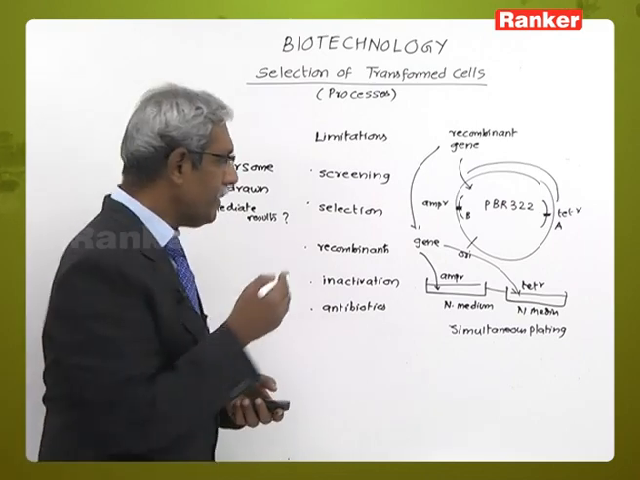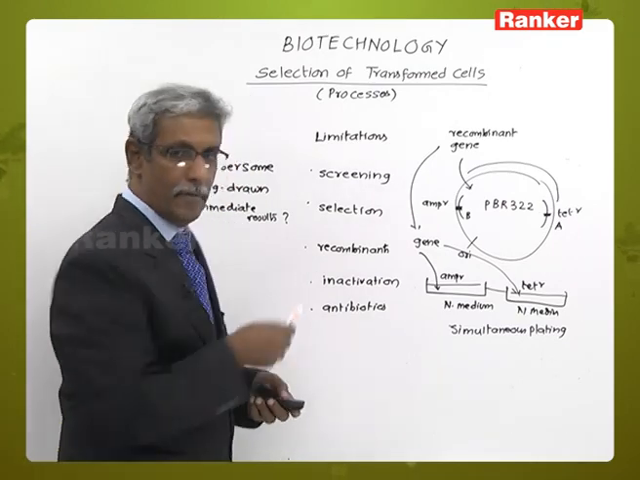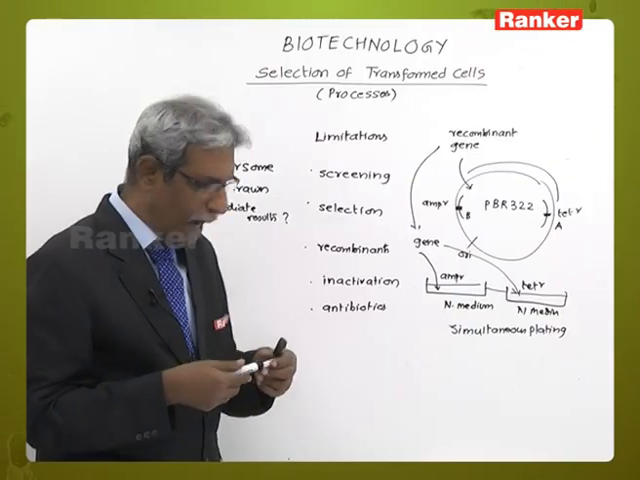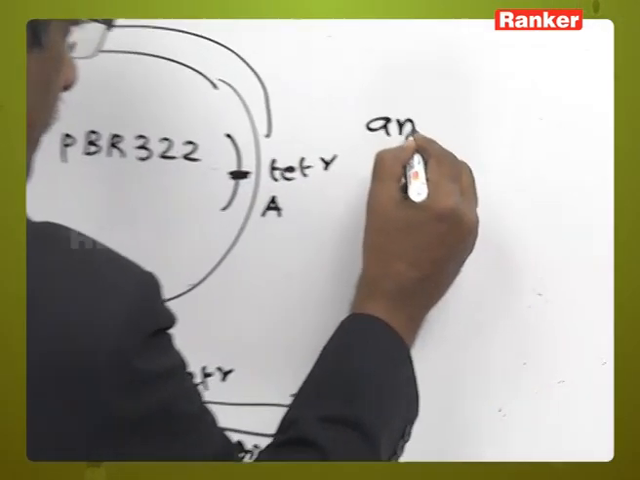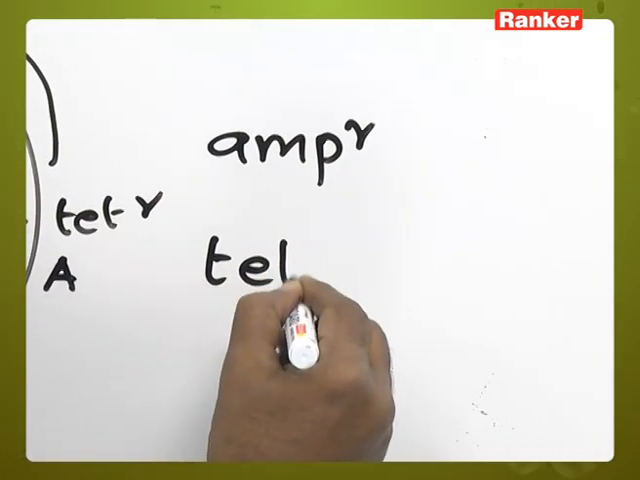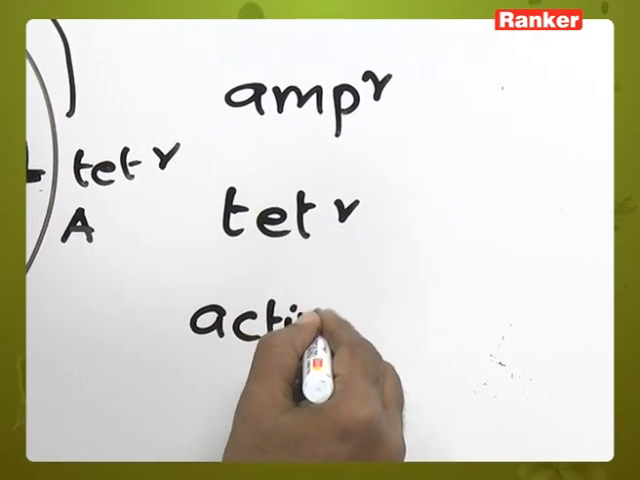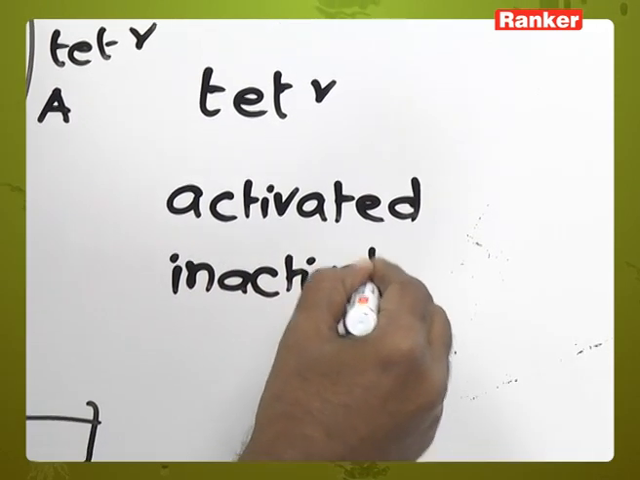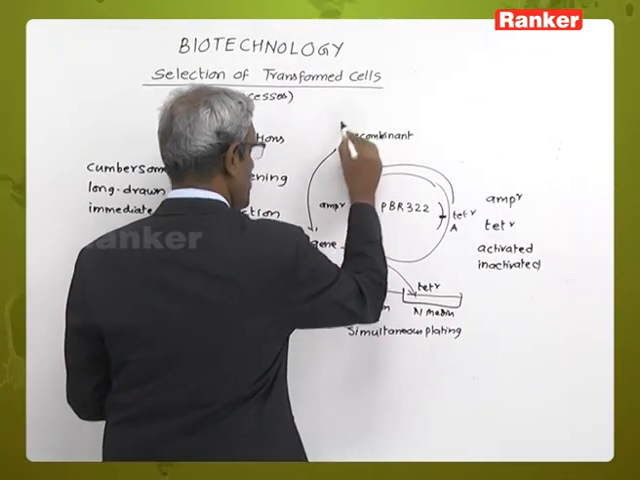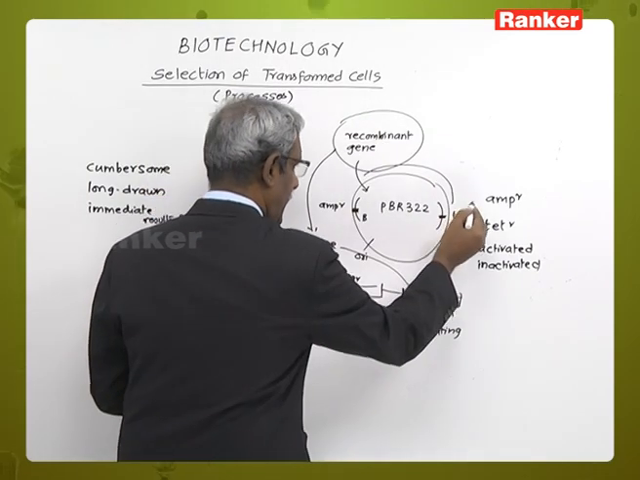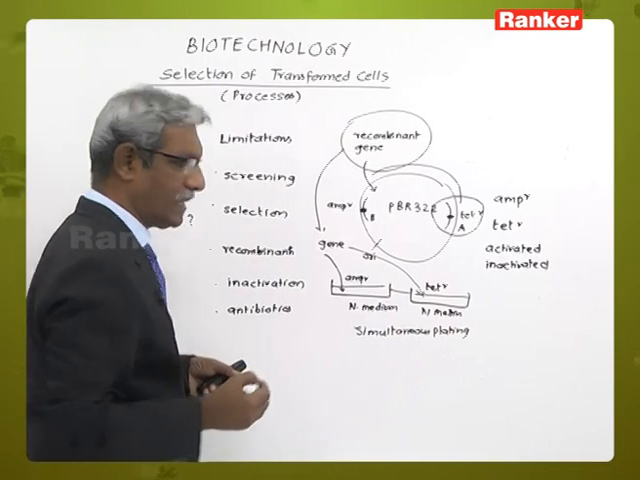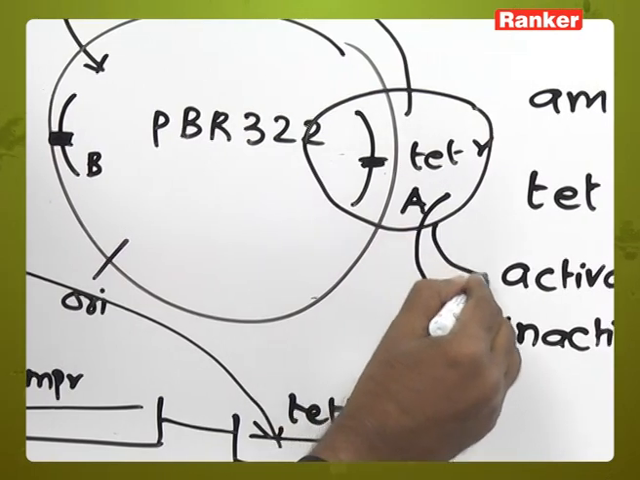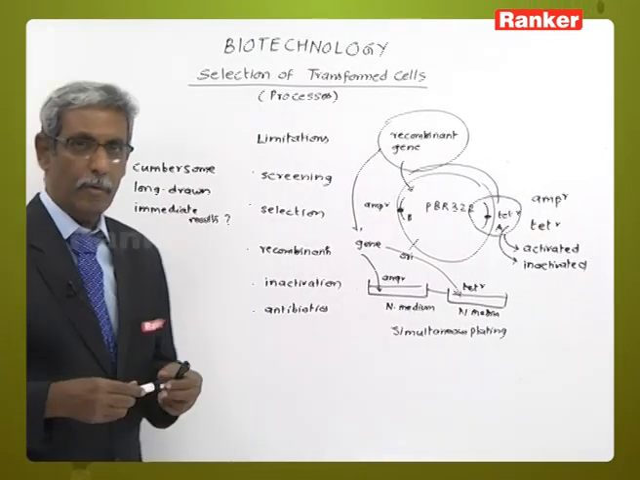So, whenever we are doing this sort of plating, this will indicate whether the antibiotic gene AMPR or TETR is activated or it is inactivated. Inactivated means, supposing we have a recombinant gene and it attaches at a TETR site. TETR, the tetracycline resistant gene, can either be inactivated or it can be activated. So, it is a big process.